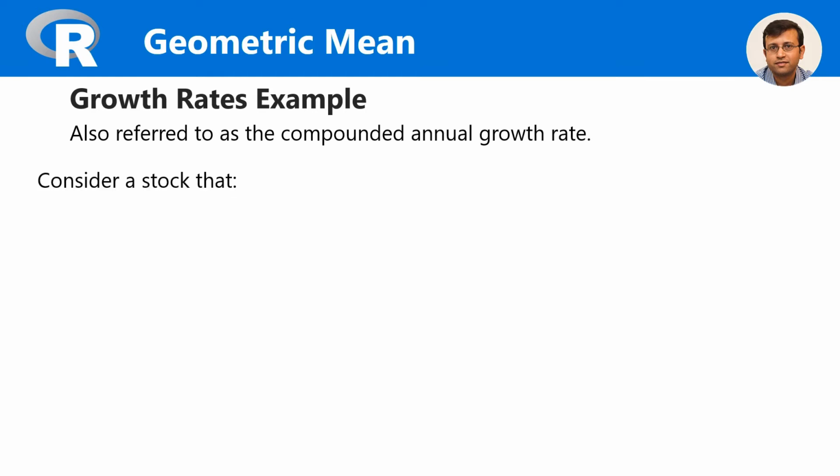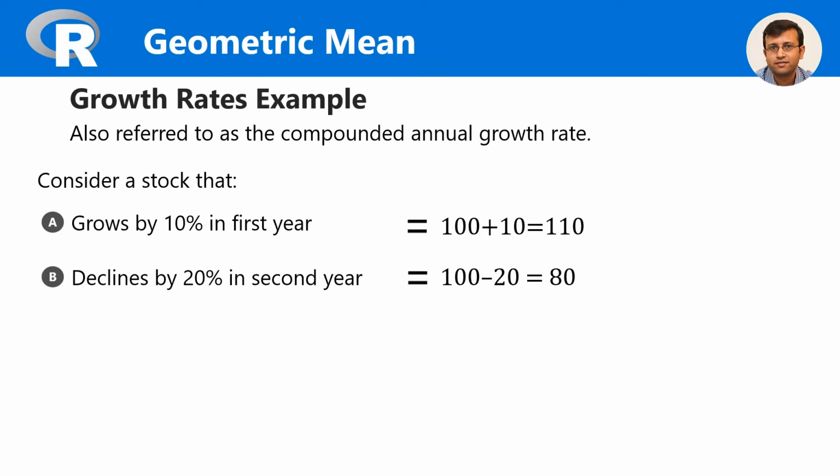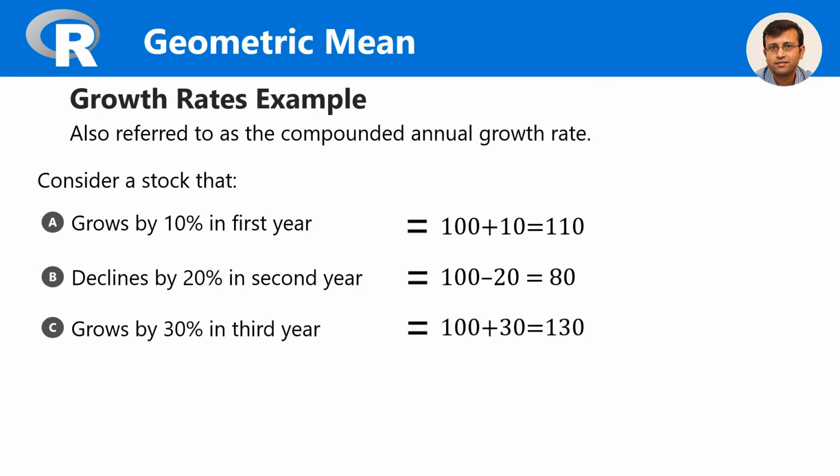Let us consider a stock of a company which grows by 10% in the first year. Assume that we have $100 invested, so growing by 10% will give the result as 100 plus 10, that is, the value of the stock is 110. The same stock in the second year declines by 20%. So now we have 100 minus 20, which will give us the result as 80. And let us assume that in the third year, the stock grows by 30%. So we have 100 plus 30, which is equal to 130.